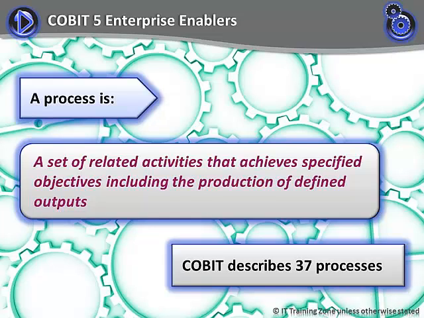A process is a set of related activities that achieve specific objectives, including the production of defined outputs. COBIT describes 37 processes.